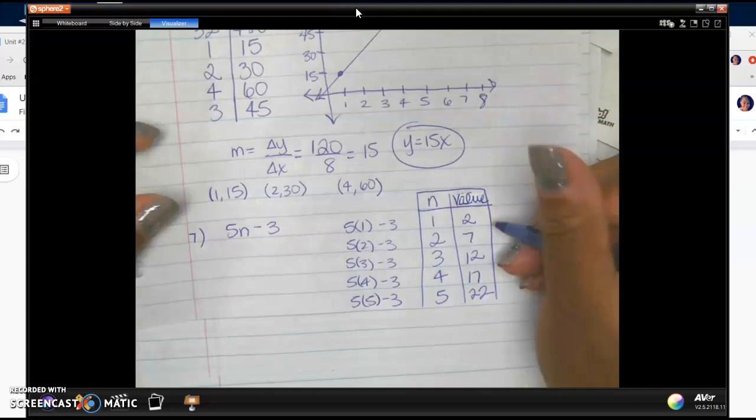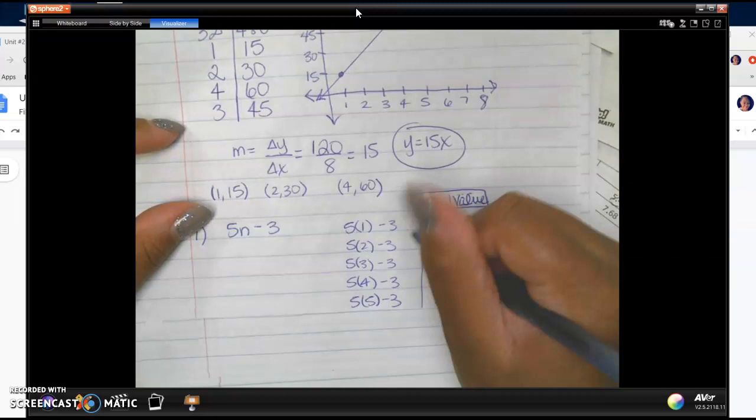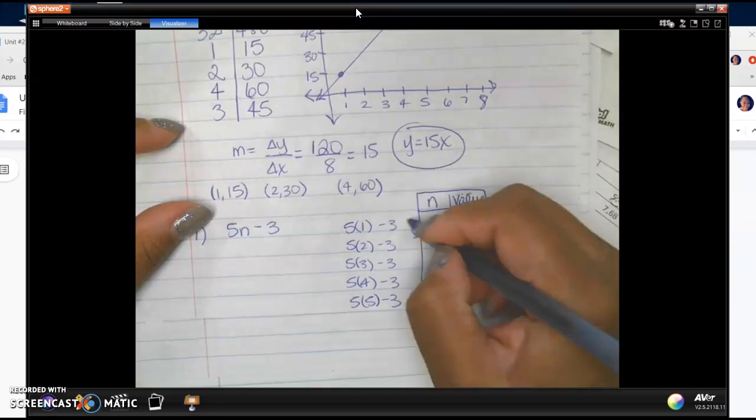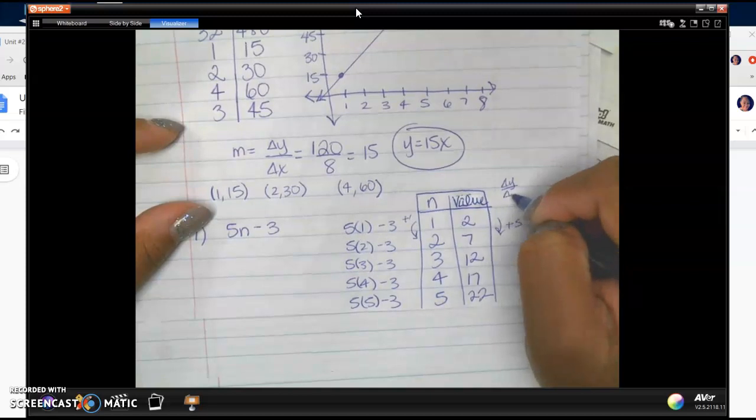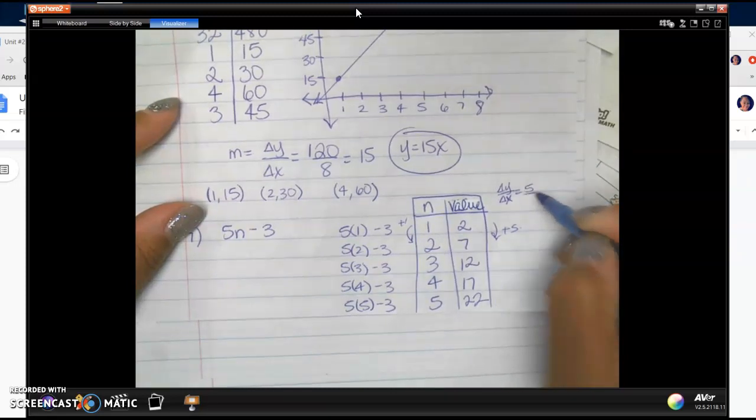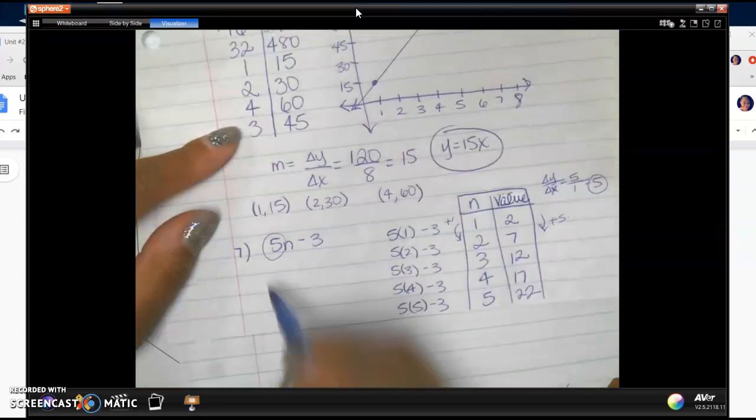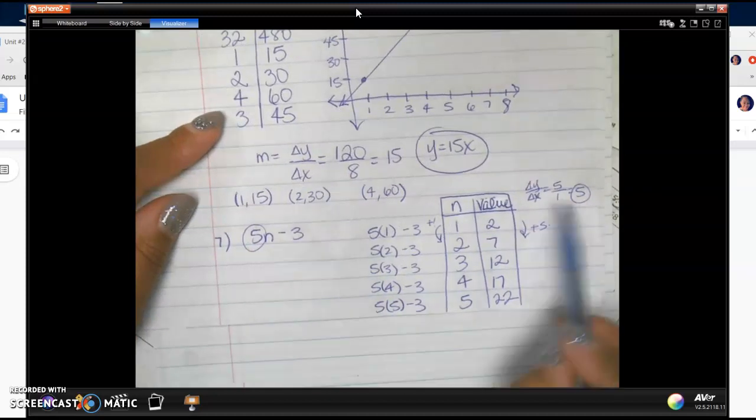Okay. How do I get from 2 to 7? Add 5. How do I get from 1 to 2? What's my rate of change? Nope. Delta y over delta x. What's my delta y? What's my delta x? What's 5 over 1? There's my rate of change. Here's my rate of change as well. Do you see the relationship? It should be the same.